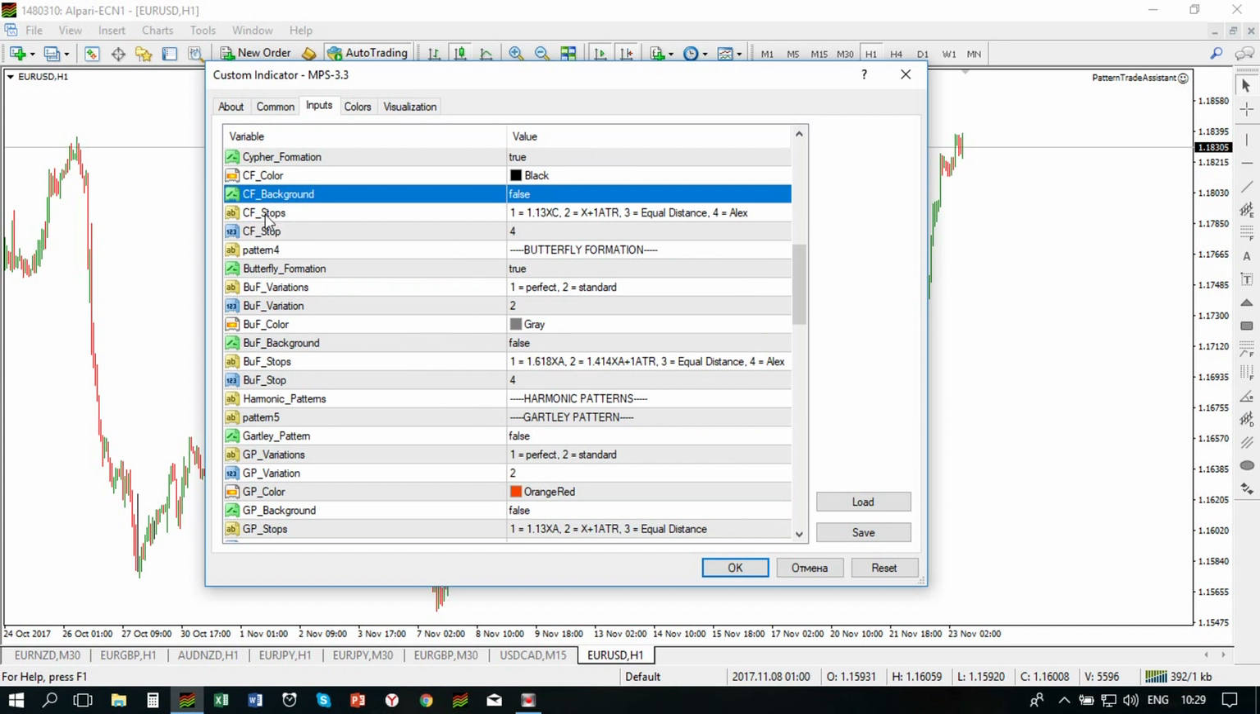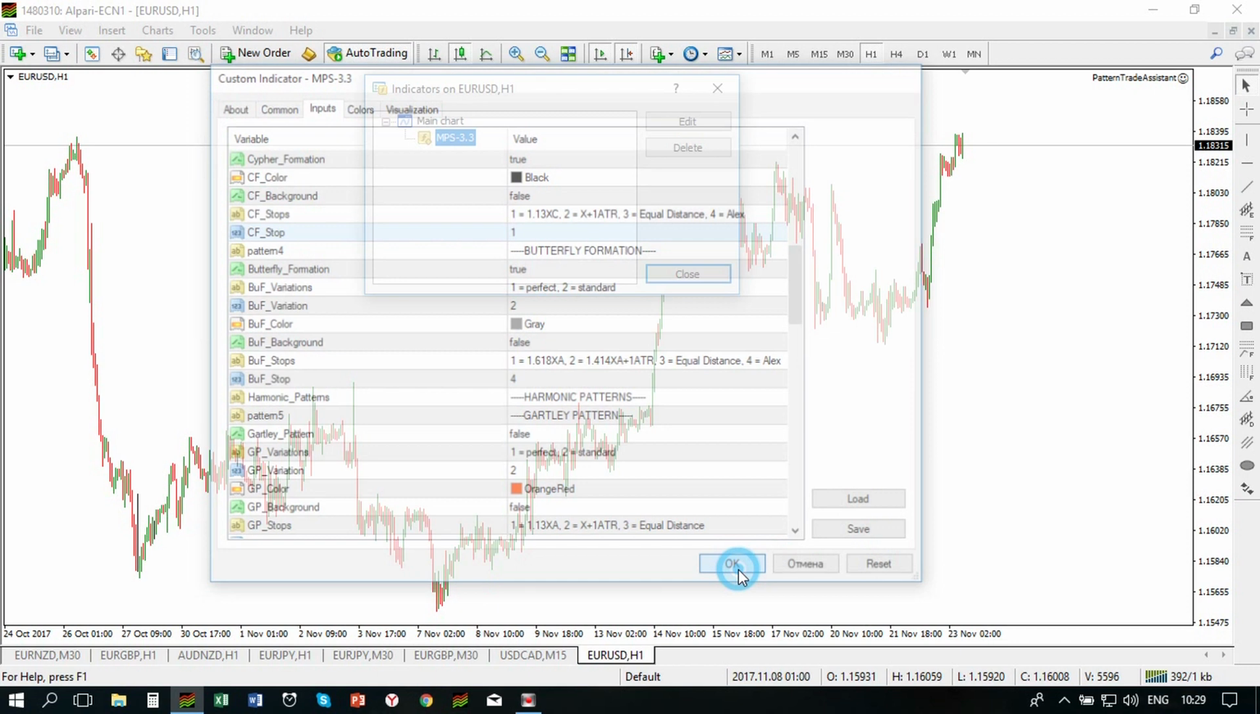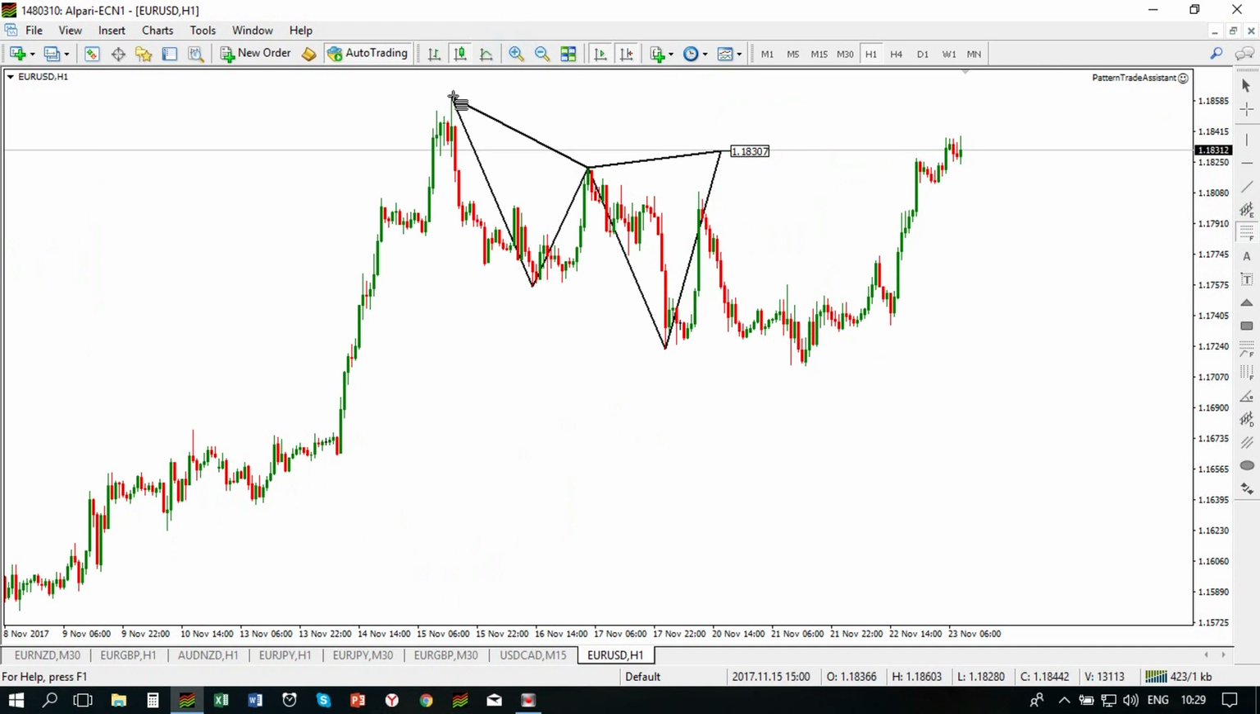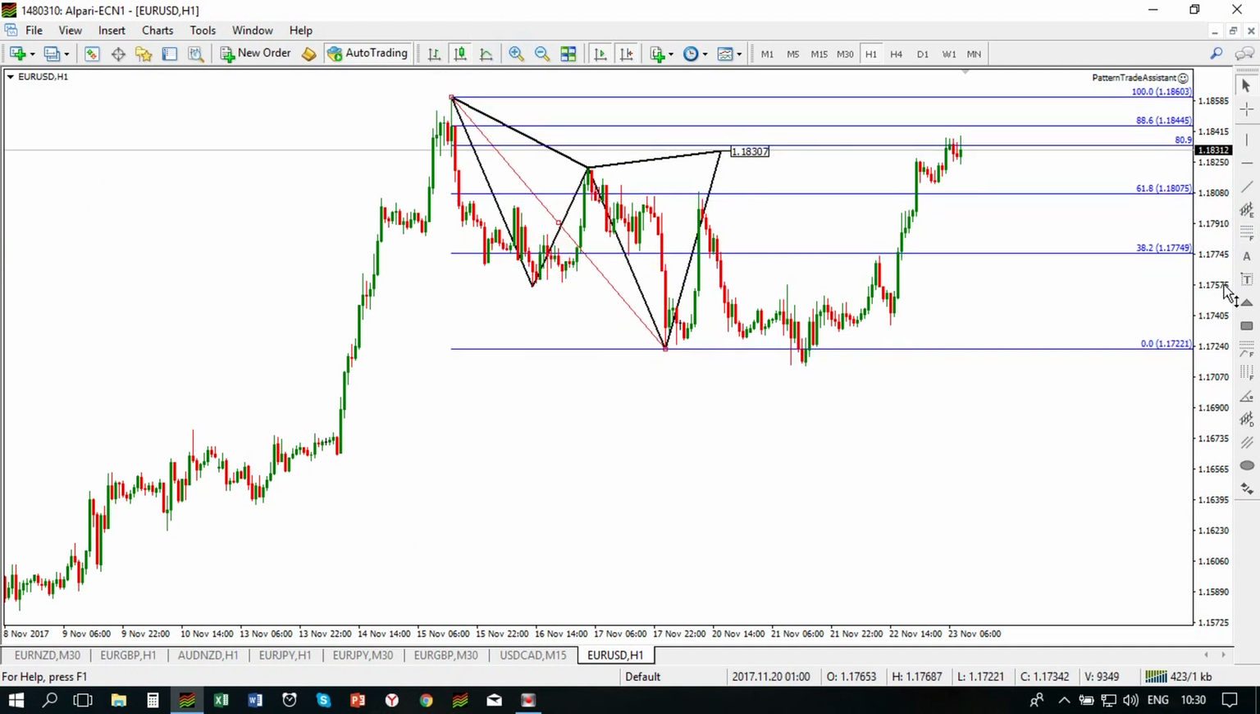What is this? The CF stop. CF means Cipher formation stop. The stop loss is 113 XA. Let's do that. They are conventional. 113 XA is conventional stop loss placement. And if you switch that, you will have the conventional Cipher pattern. It is black. Let me zoom it in. Let's stretch the Fibonacci's.